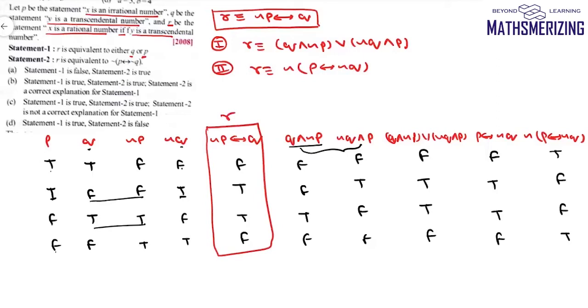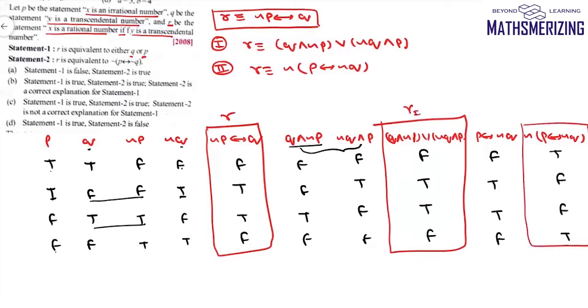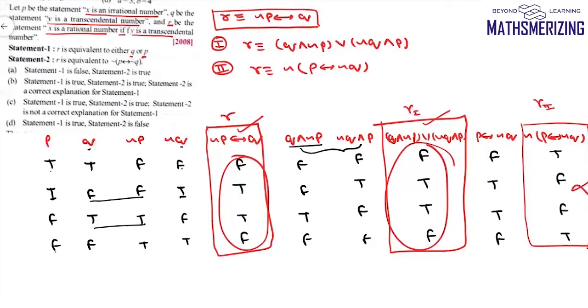Now, what's R in statement 1? In statement 1, that's the value of R. So this is R for statement 1, and this is R for statement 2. Now, if we look at the truth values, these two values are the same, and this value is different. So that means statement 1 is right and statement 2 is wrong. So the answer to this question is option number D.